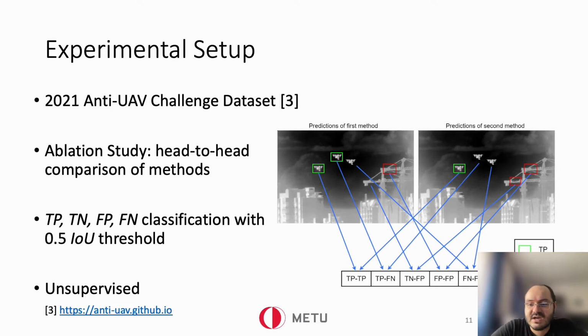Firstly, the detections are classified as true positive, true negative, false positive, and false negative according to a 0.5 IOU threshold. In head-to-head comparison, for example, if the first method gives a false positive, meanwhile the second method shows a true negative for the same cell, then we assume that cell is a hard example and the second method works better on that cell. We have done this for the whole set and for the pairs true positive, true positive; true positive, false negative; true negative, false positive; false positive, false positive; and finally false negative, false negative.